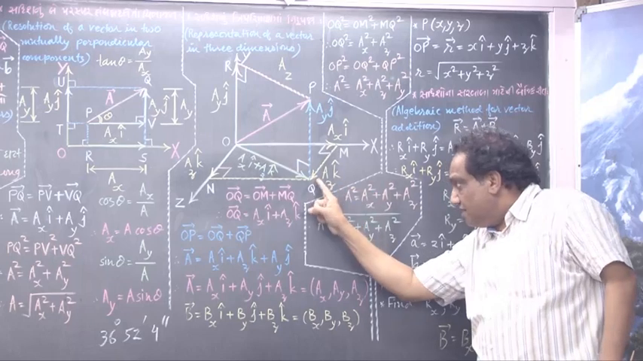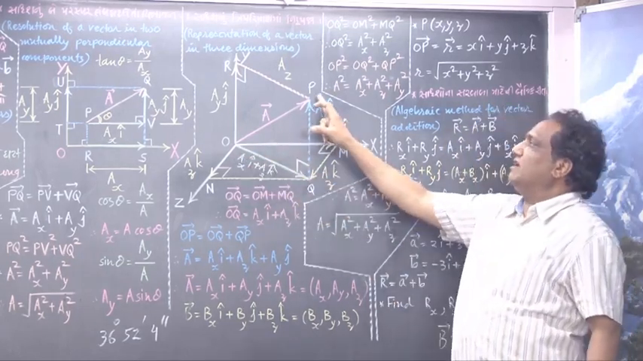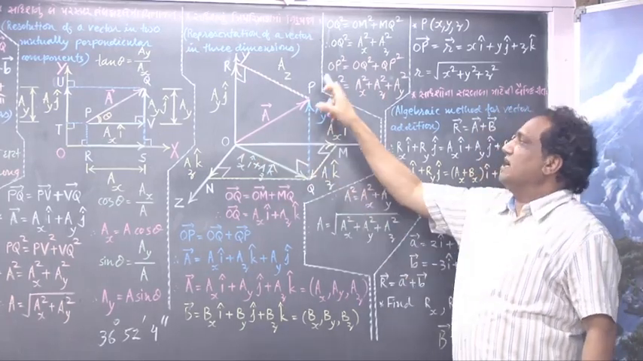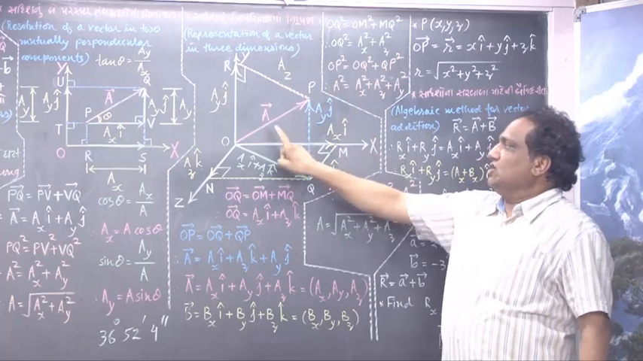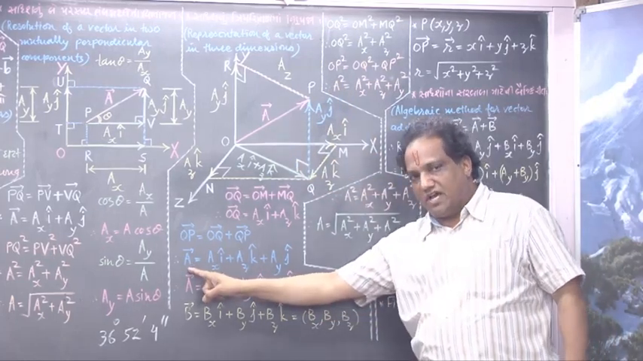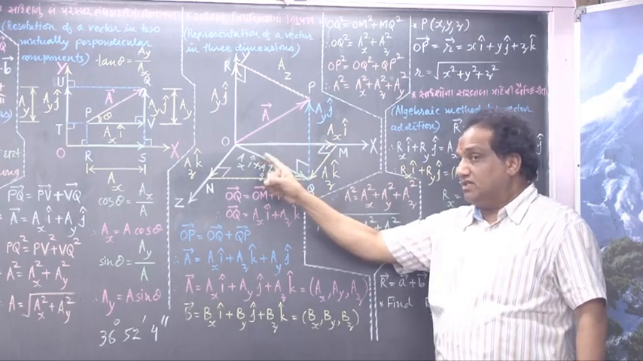Now add this with this. This plus this will give you this vector. So this vector will be this plus this. So vector A equals, everybody, vector A equals this plus this. Come on, speak this much.